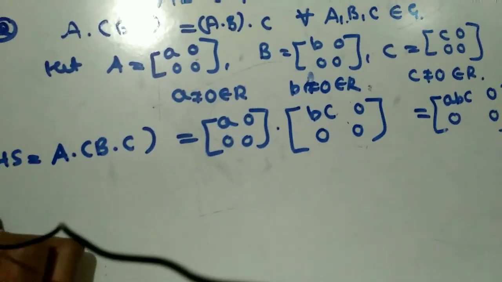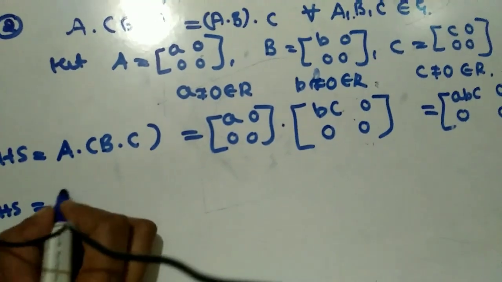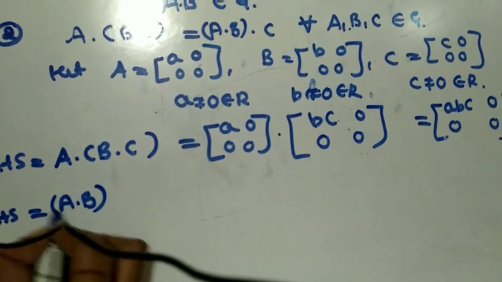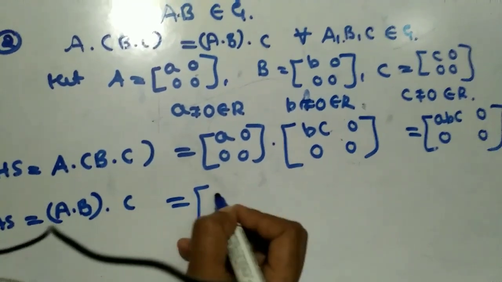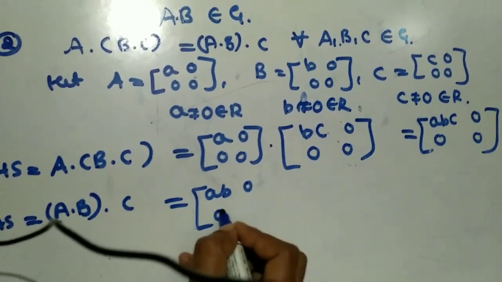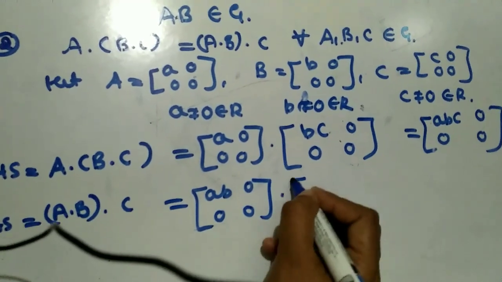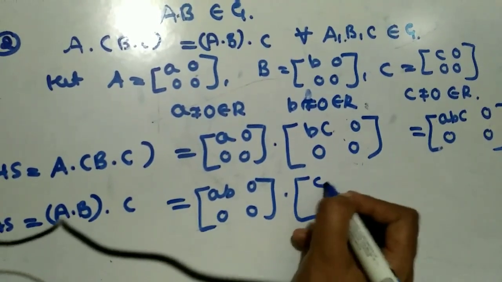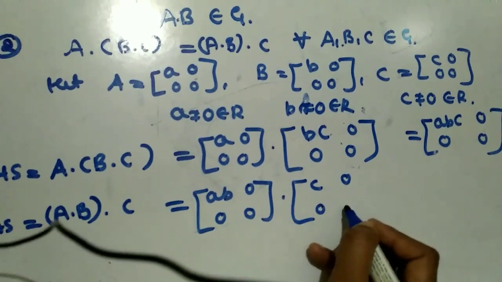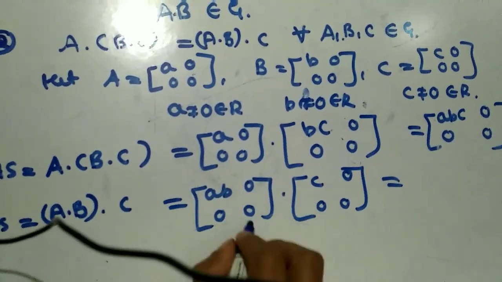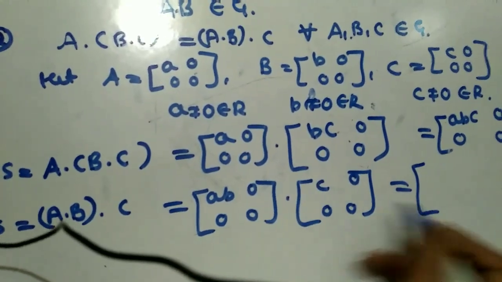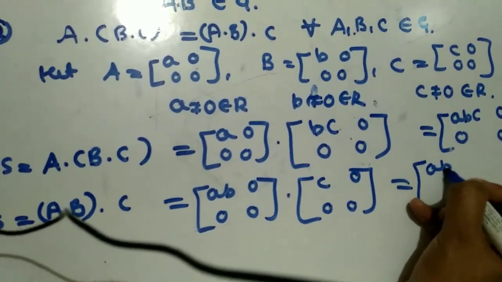So now RHS. What is RHS? A dot B dot C. So what does the product of two matrices give you? AB 0 0 0, and this is what? C. What is your C? Matrix C is C 0 0 0. If you do the product of these two matrices, you will get your answer as ABC.